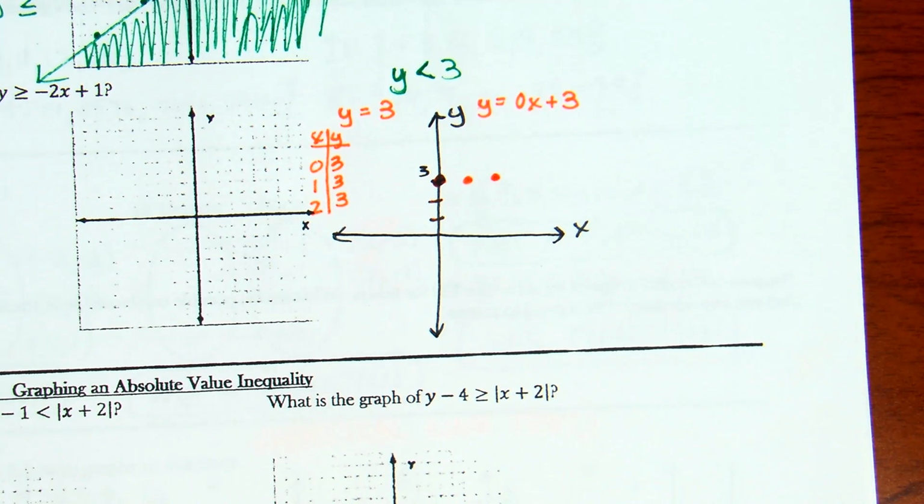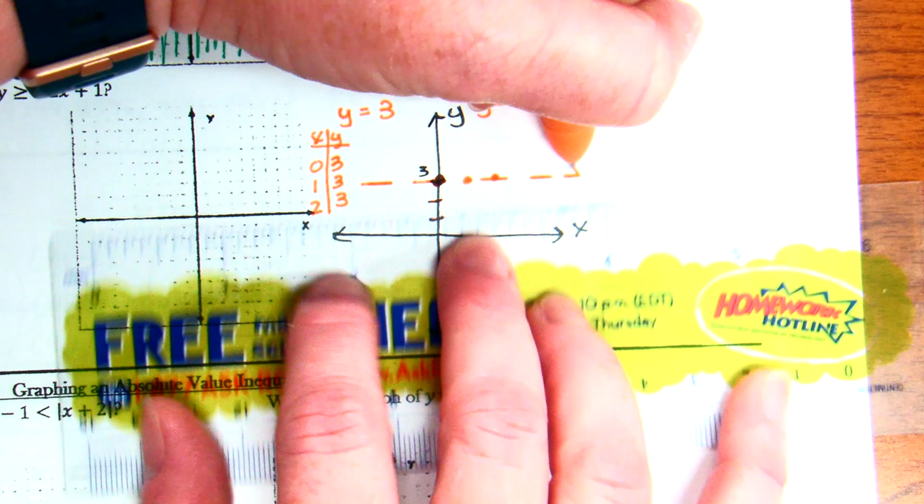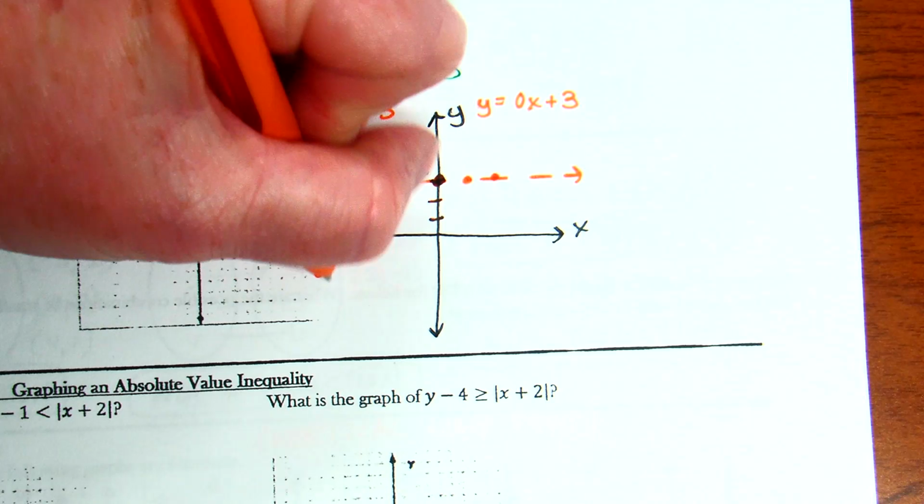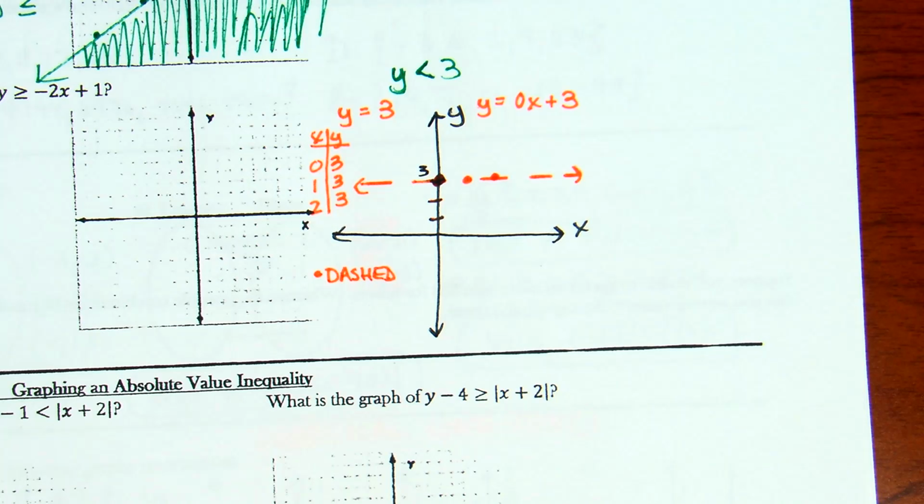What are the two questions you're going to ask to finish this off? Is it a solid or dashed line, or solid or dotted line? What kind of line? It's dashed. It's dashed because it's not less than or equal to, it's not equal to. It's one of those. Okay, so it's dashed. And what else? Am I going to shade above or below? Below. It's y less than, so we're going to shade below.